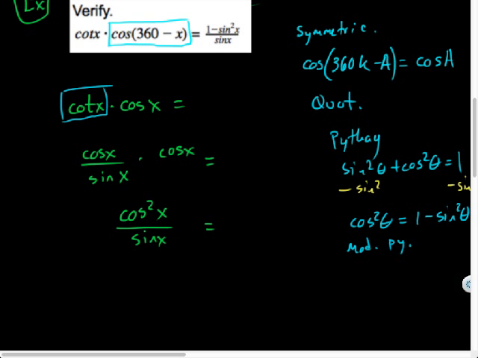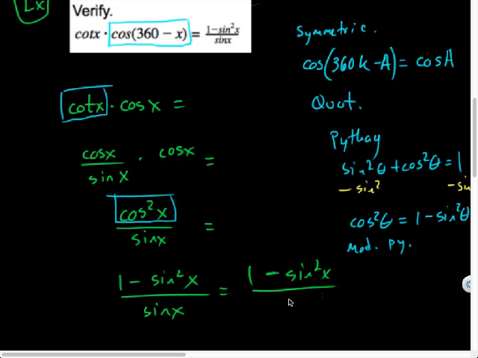And where should I replace? I could replace this here with 1 minus sine squared, or I could replace this here with 1 minus cosine squared. I've been working on the left-hand side, so we'll just keep at it. So 1 minus sine squared x over sin x is equal to 1 minus sine squared x over sin x. Verified. Good stuff.